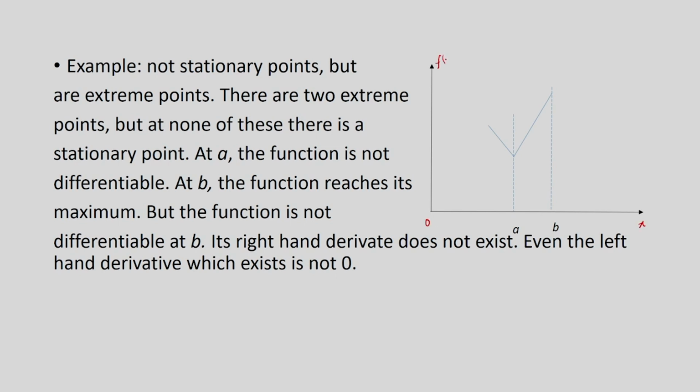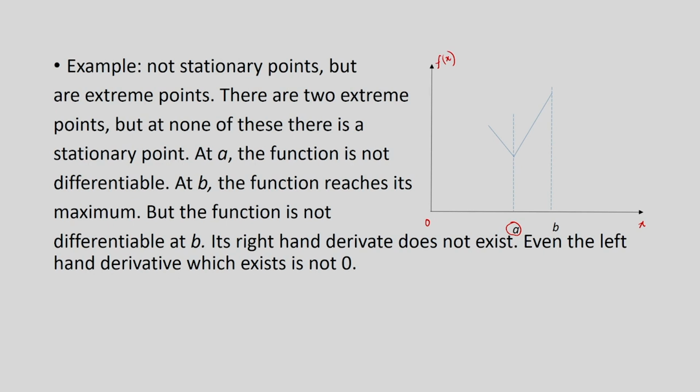Now, here is another example where you do not have a stationary point, but these are extreme points. In this example there are two extreme points. Here is one extreme point which is A. A is the point of minimum in this case. It is this point where the function is getting the lowest value, and B is the maximum point because here the highest value of the function is reached. But neither A nor B is a stationary point.